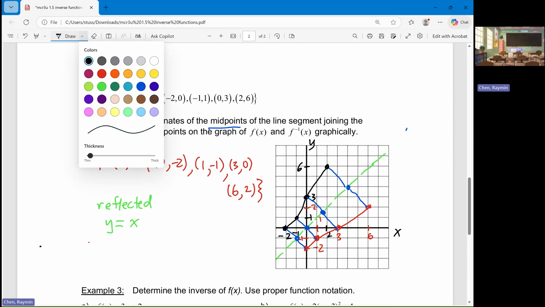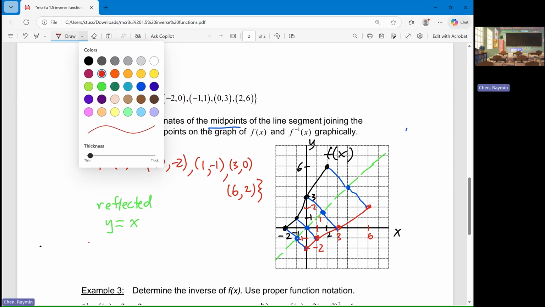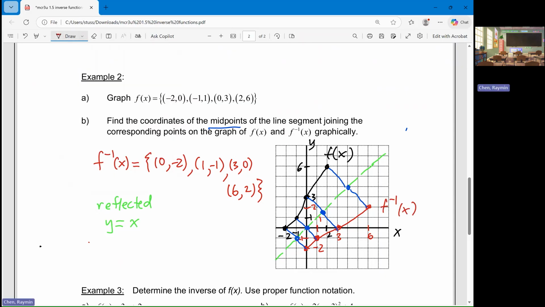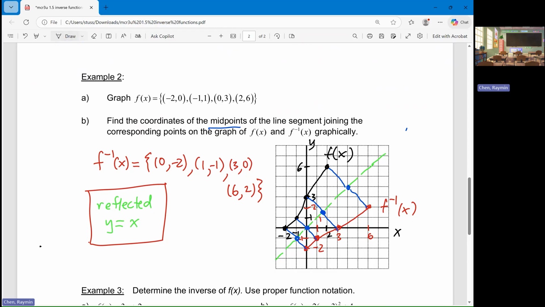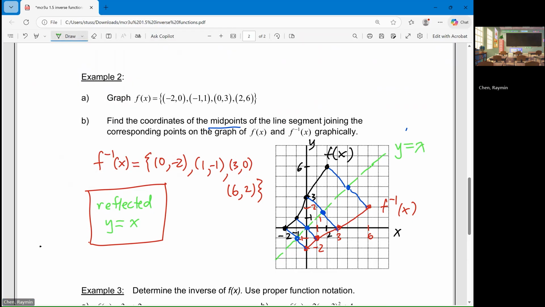I'll try to make sure we have these colors. The original function is g of x. Sorry, my apologies, f of x. And the inverse is this one. Note it's not being turned upside down. It seems like it's rotated at an angle of 45 degrees to the right. So all inverses are reflected across this y equals x line. That's a property of all inverses.